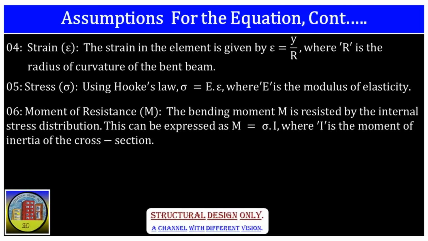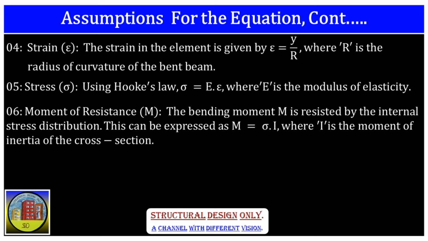Title of this slide you are watching is, Understanding the Terms, second slide. Building on our assumptions, let's introduce some key concepts. Strain, represented by epsilon, is the deformation of the material under stress. It's calculated as the ratio of the distance from the neutral axis, Y, to the radius of curvature, R, of the bent beam. Next, we have stress, sigma, which is the internal resistance of the material to the applied force.